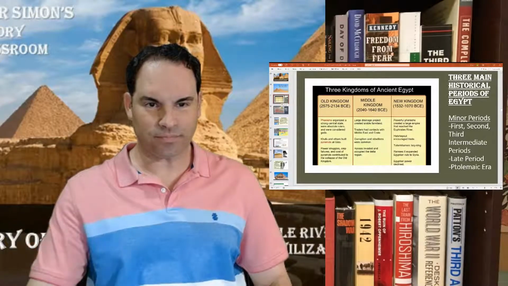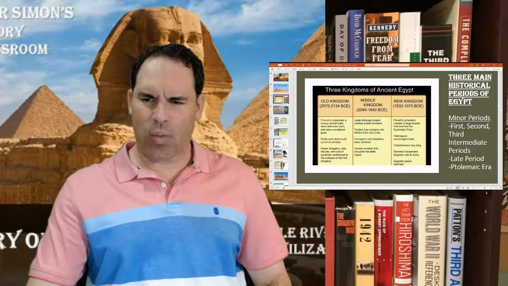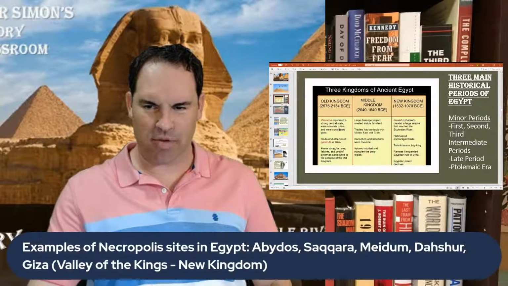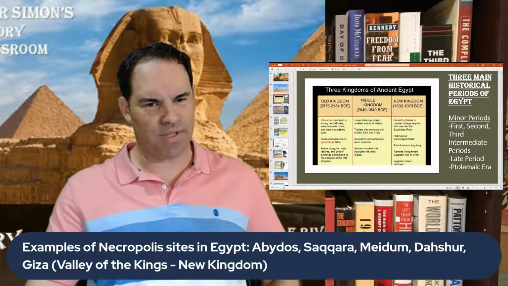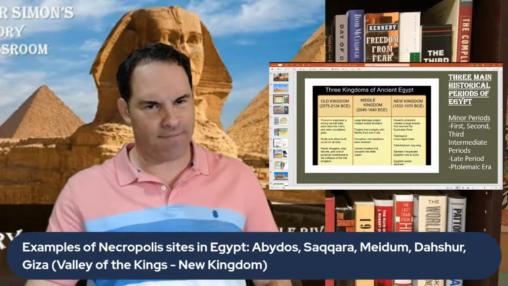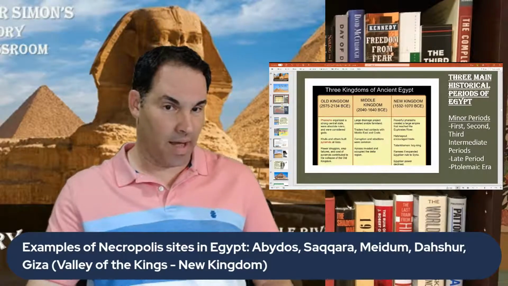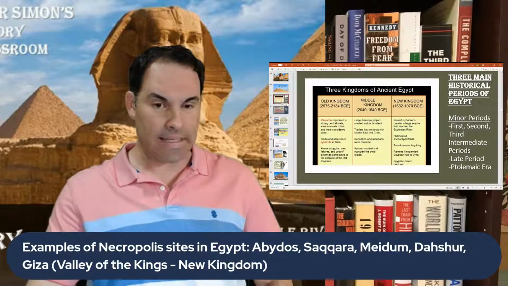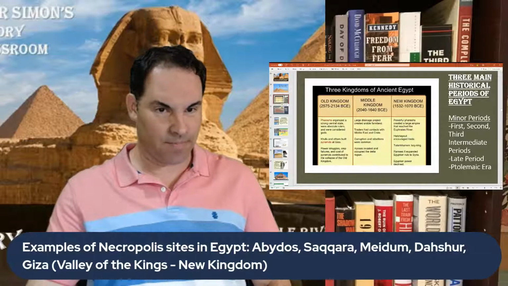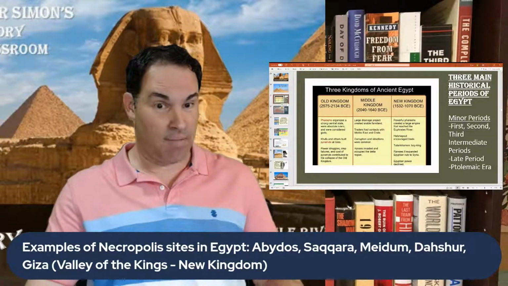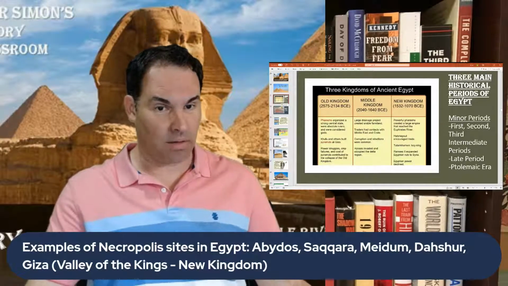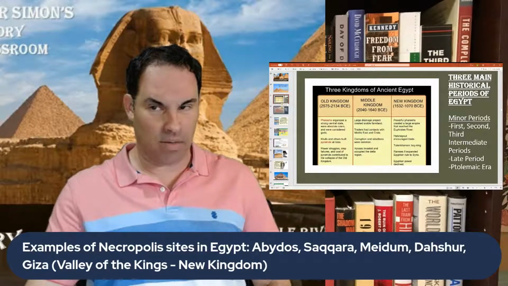So anyway, I'll talk about some of these different necropolis sites. I don't know if I have a good map of it, but these are examples of different necropolis sites that were famous in ancient Egypt. Abydos, south of Cairo, is considered one of the oldest. That's where King Menes, or Narmer, was buried. I think they found his tomb later.